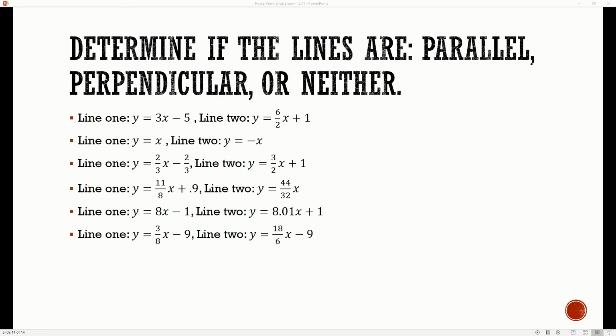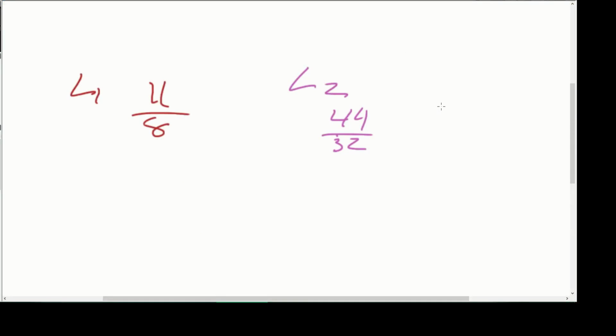11 over 8 x, so that's my m value, 11 over 8. So line 1, I have 11 over 8, and line 2, I have 44 over 32. So I'm going to look at these. They're both positive, so I already know I'm not going to even consider perpendicular right now. I'm looking at either neither or parallel.